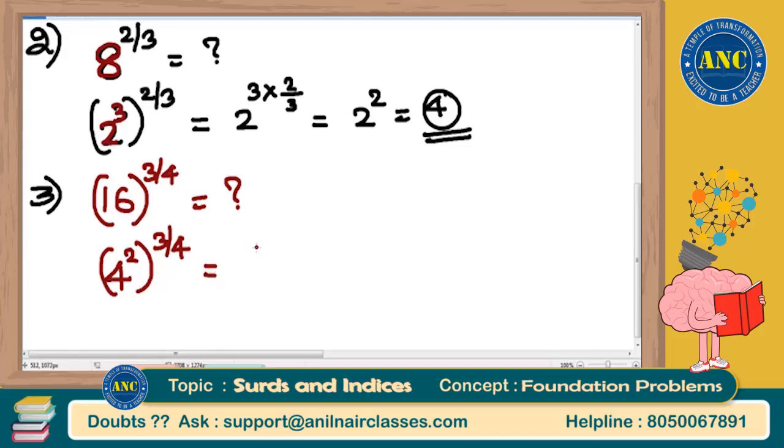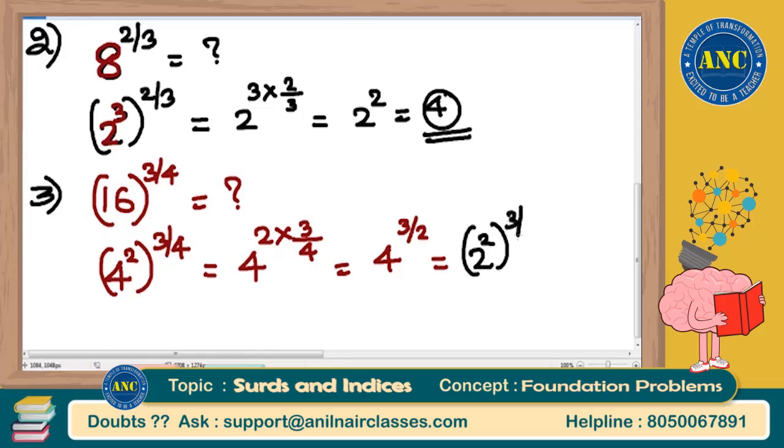So it is 4 square power 3 by 4. So this can also be written as 4 power 2 into 3 by 4. This is nothing but 4 power 3 by 2. But unfortunately, I still did not get a rational number, or a whole number. So 4 can be written as 2 power 2 whole power 3 by 2. I will directly do it. 2 will cancel here. You are left with 2 cube, which is nothing but 8.